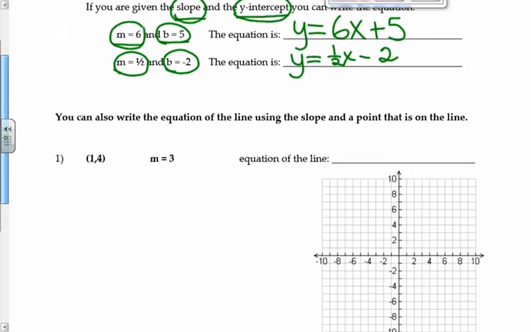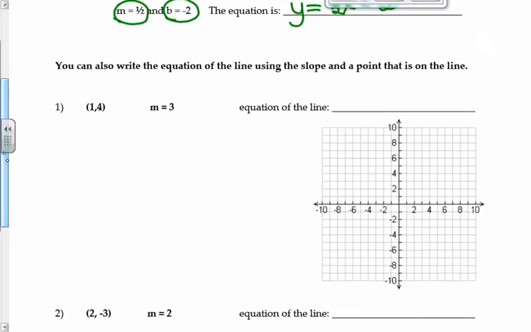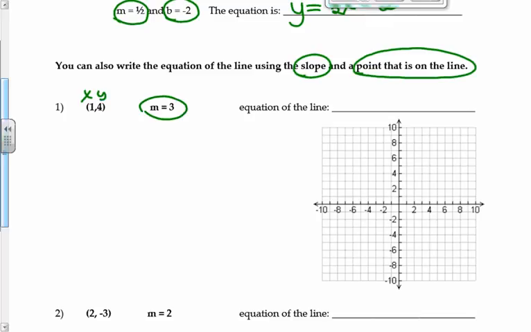Now, if you look further down here, you can also write the equation of a line given the slope and, instead of the y-intercept, a point that is on the line. In this scenario, I am giving you a point, x would be 1 and y would be 4, and I'm giving you a slope of 3. So if you take your equation formula or your function form, which is y equals mx plus b, you can substitute the point 1, 4 and the slope of 3 into this equation.